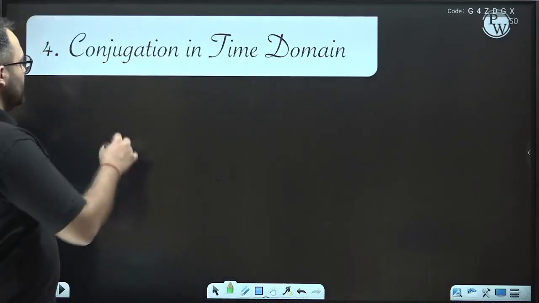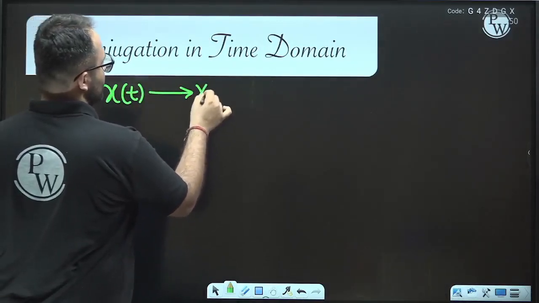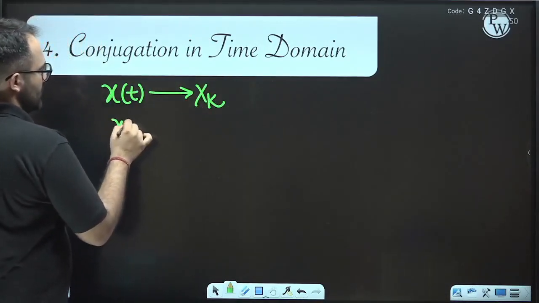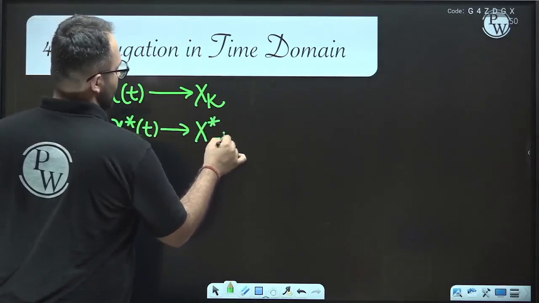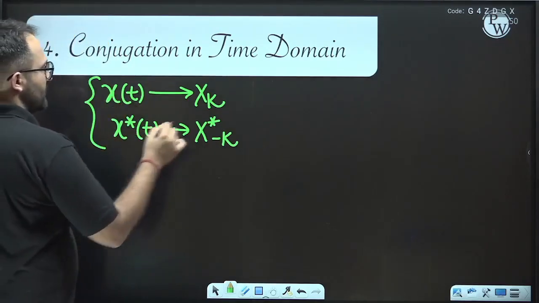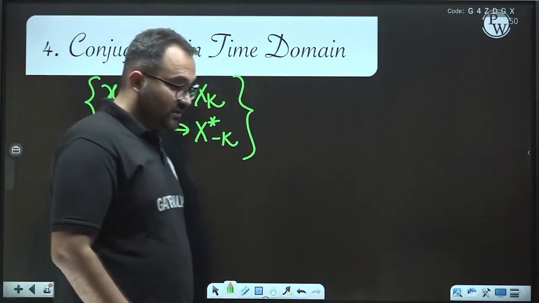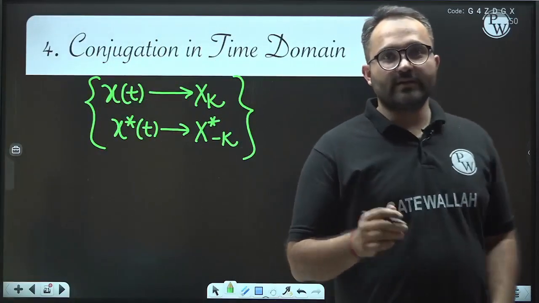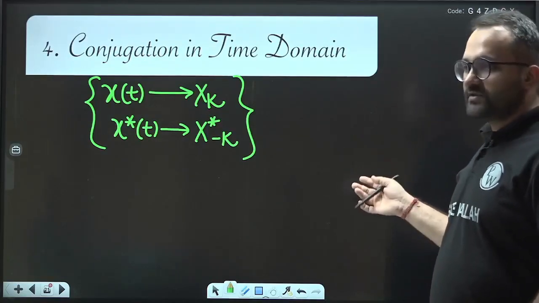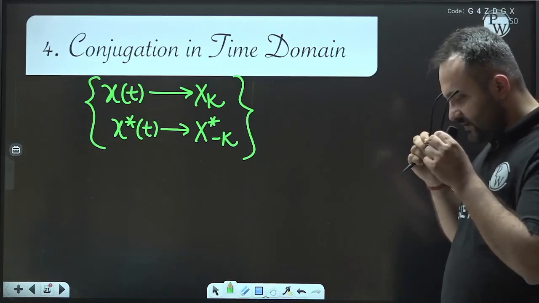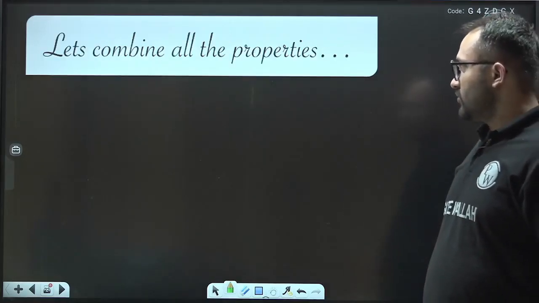Conjugation in time domain means the property says that if xt has Fourier series coefficient xk, then x conjugate t will have Fourier series coefficient x conjugate minus k. This property is very useful because we have a few properties linked with it that we are going to see. So xt has Fourier series coefficient xk, then x conjugate t will have Fourier series coefficient x conjugate minus k.